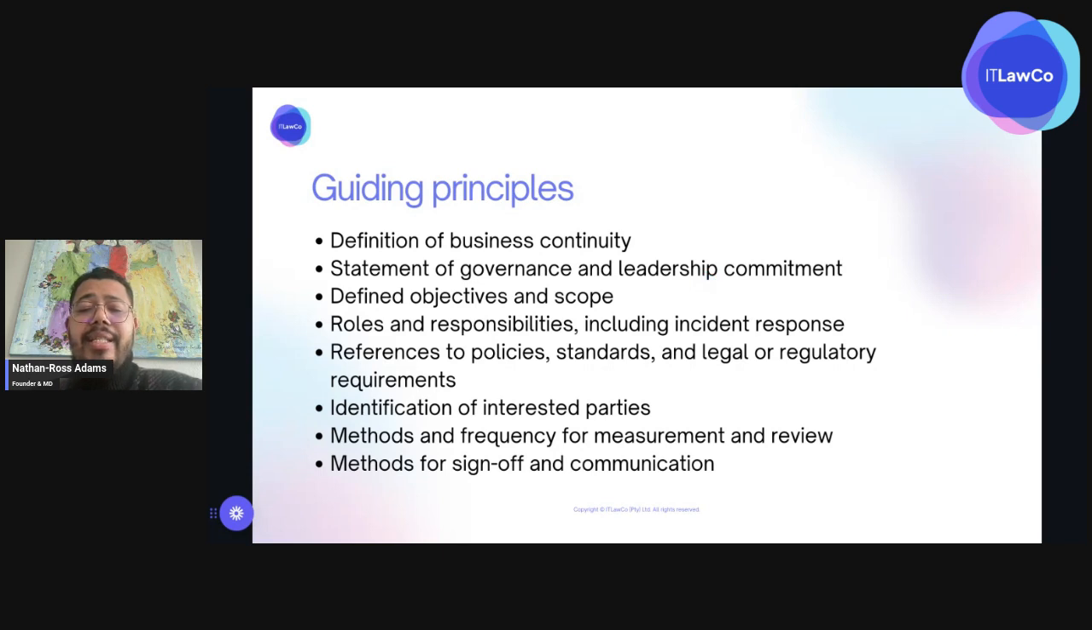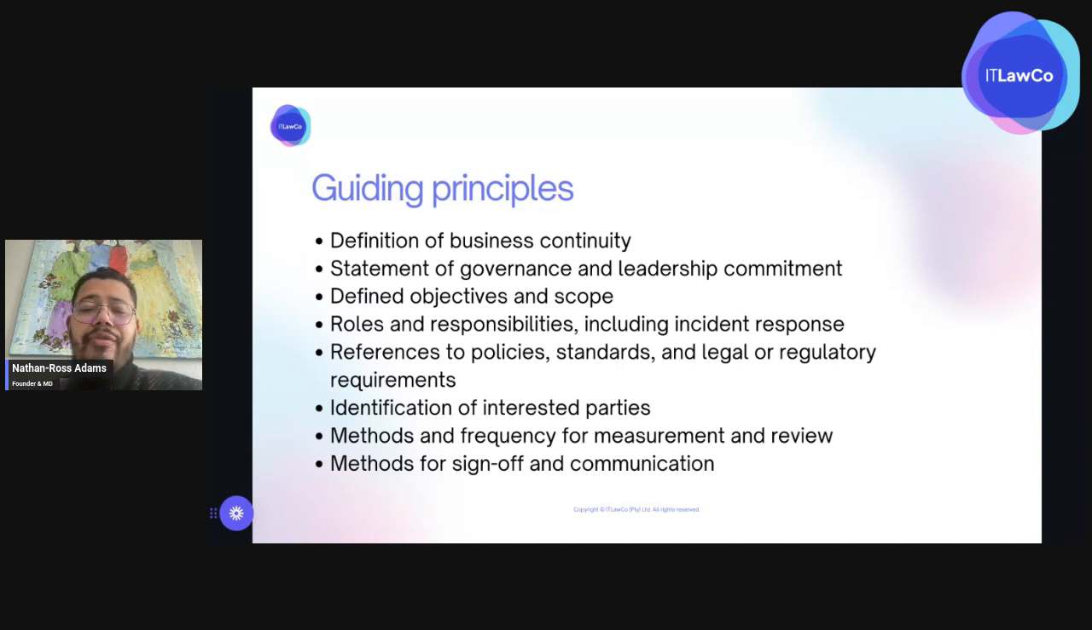Then it needs to contain a statement from your leadership team, so your board, your governing body, to say that they're committed to ensuring business continuity in line with their corporate governance obligations. Those statements need to align with the standards that your organization adheres to from a corporate governance perspective. So, for example, if you're based in South Africa, complying with King 4 and specifically Principle 12 on IT governance, but generally the operational resilience requirements of King 4 as well.